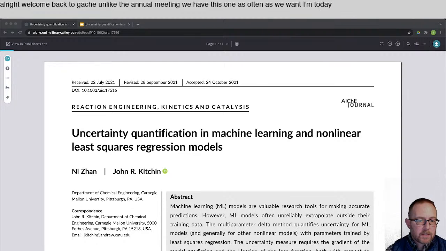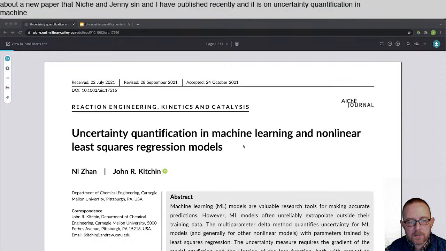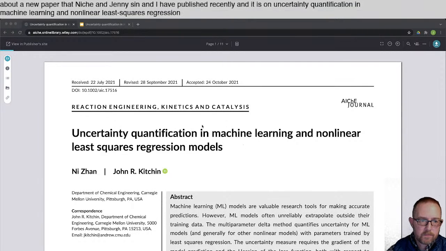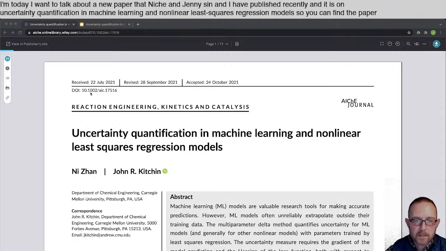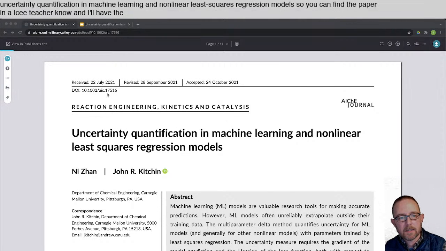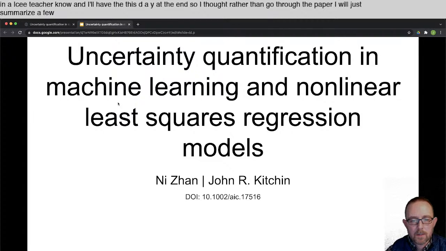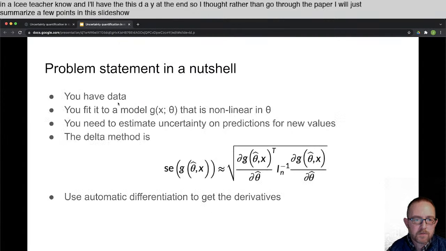Today I want to talk about a new paper that Ni Zhan and I have published recently. It is on uncertainty quantification in machine learning and nonlinear least squares regression models. You can find the paper in AICHE Journal, and I'll have the DOI at the end. Rather than go through the paper, I will just summarize a few points in this slideshow and start out with the problem statement in a nutshell.